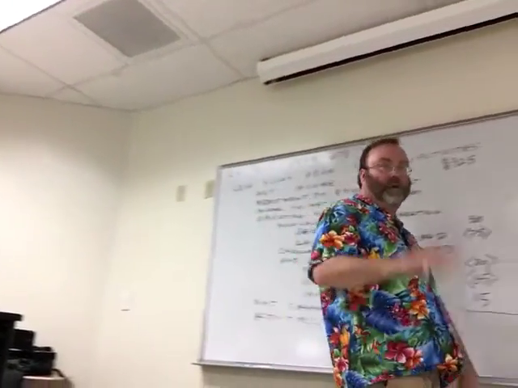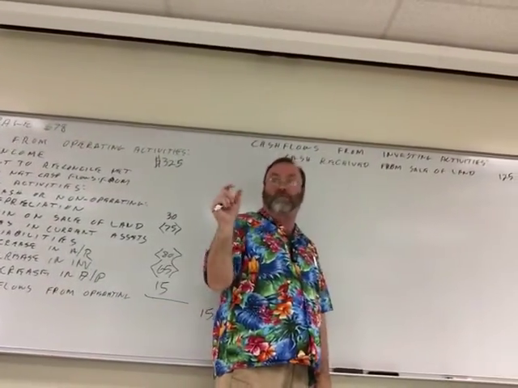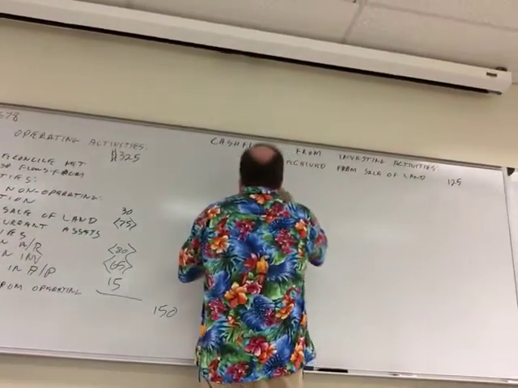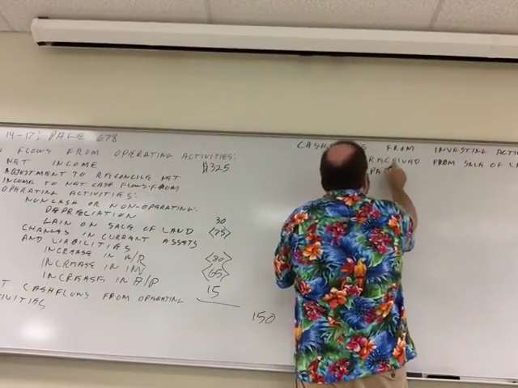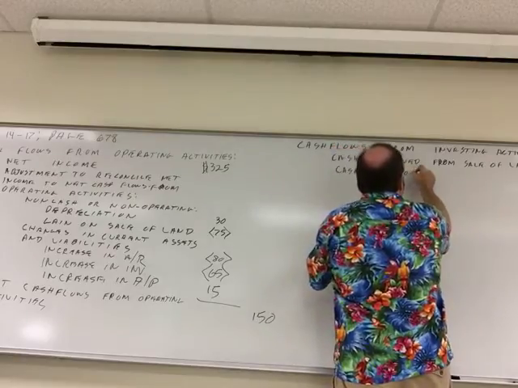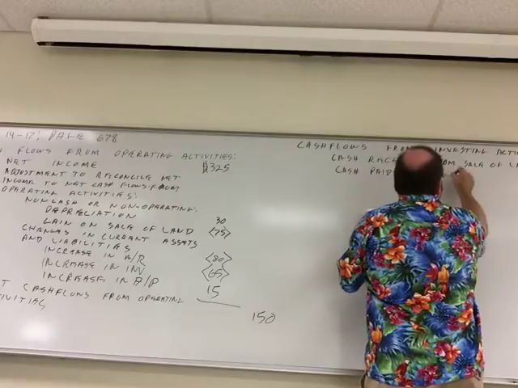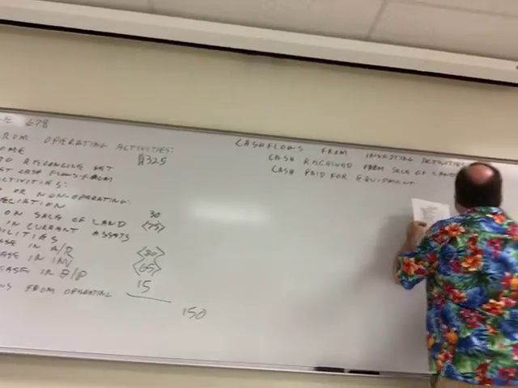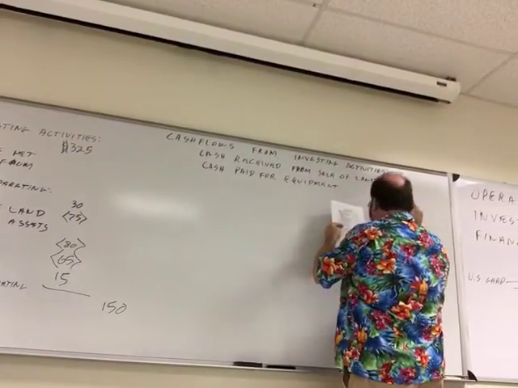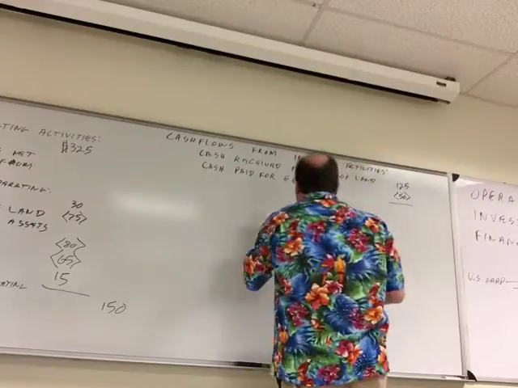Equipment went from 175 to 225. And item number 2 on the additional information, it said that equipment was acquired for cash. We didn't borrow the money to buy the equipment, we paid cash for it. So we have cash paid for equipment. And that was $50. And that's it for investing activities.